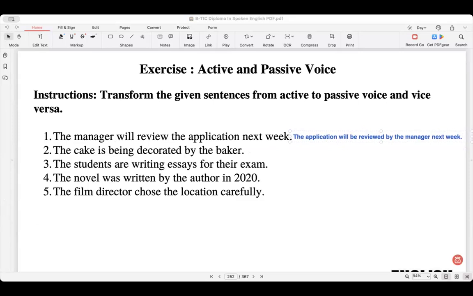Next, the cake is being decorated by the baker. The baker is decorating the cake. Next one: the students are writing essays for their exams. Essays are being written by the students for their exam. Exam or exams? Exam, right? Next.